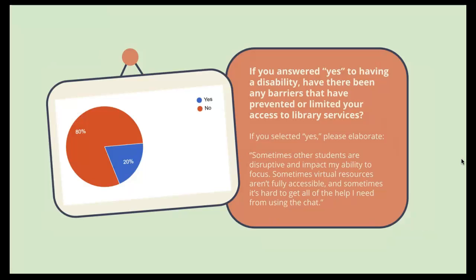So the question, if you answered yes to having a disability, have there been any barriers that have prevented or limited your access to library services? So 80% of the people who responded to this question said no. 20% said yes, and the one response with elaboration that I got back said that sometimes other students are disruptive and impact my ability to focus. Sometimes virtual resources aren't fully accessible. And sometimes it's hard to get all of the help I need from using the chat.